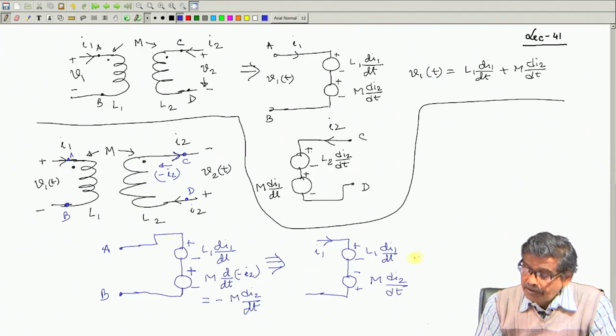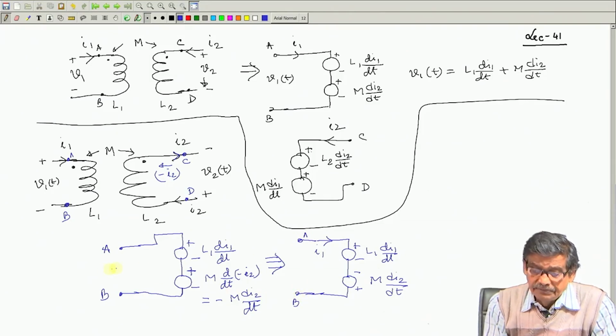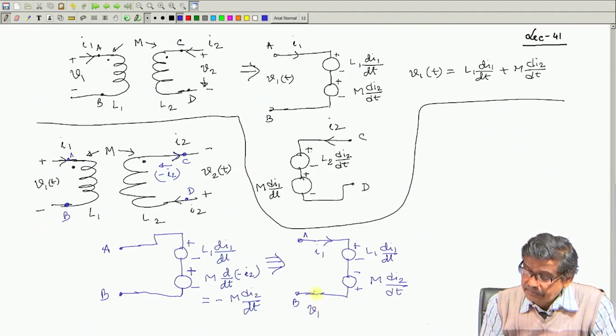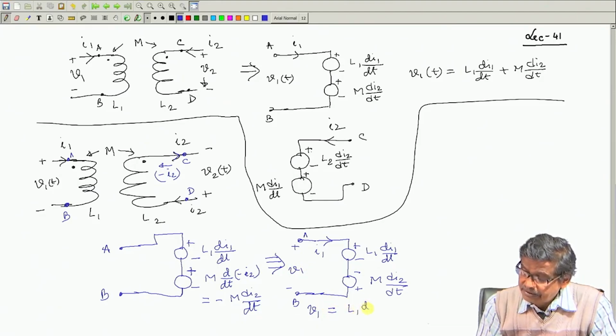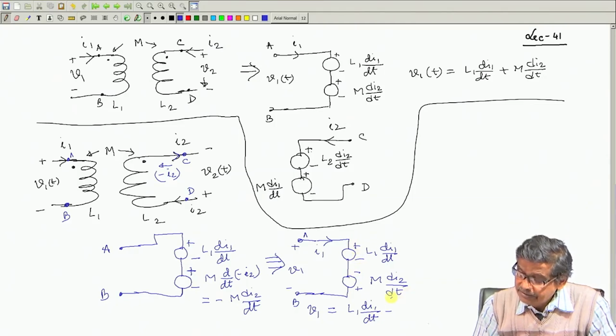for this problem I am doing. So, this is your A and B. Then you say V1, which is here, V1 is equal to L1 di1 dt minus M, minus because plus to minus, then minus to plus, therefore, minus M di2 dt.